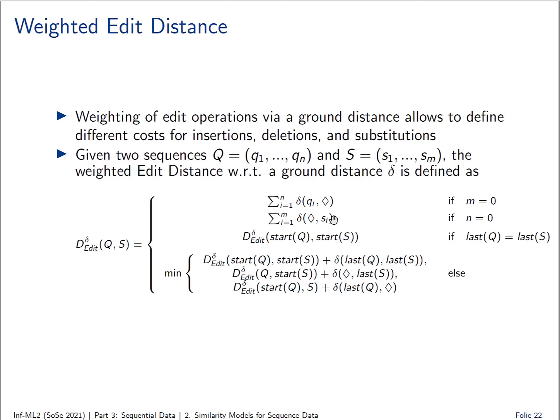So if the artificial element is here, it's a deletion. If the artificial element is here, it's an insertion, obviously. And if there is no artificial element, like here, then it's a substitution. So that is the easy way to decide how to define the ground distance. According to the arguments, you can define a ground distance, giving different costs for these three edit operations.